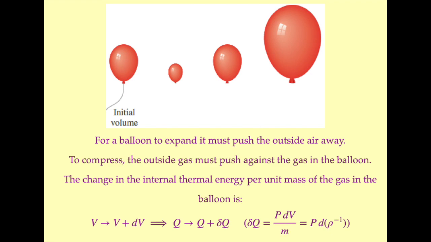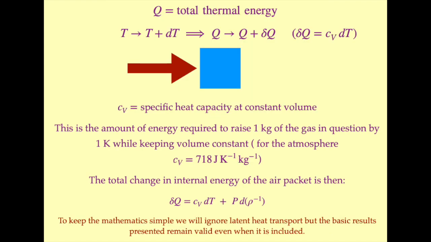The increase in the internal energy of the gas inside the gas packet per unit mass is simply the pressure times the change in volume divided by the mass of the gas in the packet. Here we have used the letter Q to represent the total internal energy of the gas within the gas packet. We must also consider the contribution of gas temperature to the total internal energy of the gas packet.